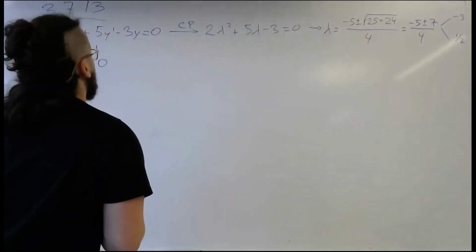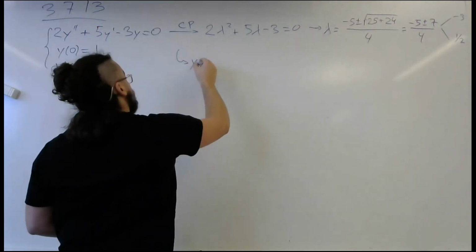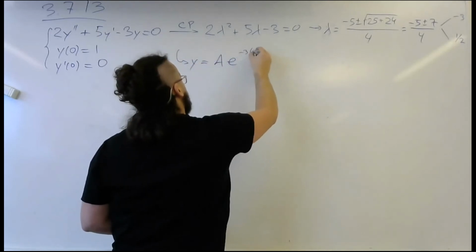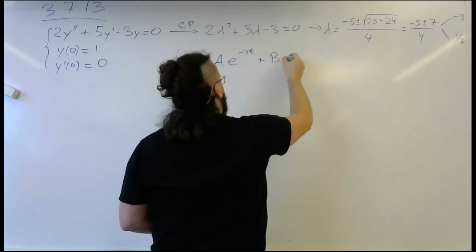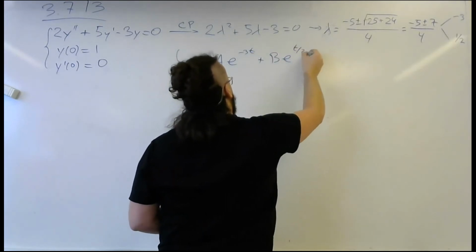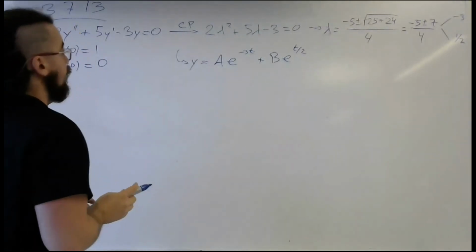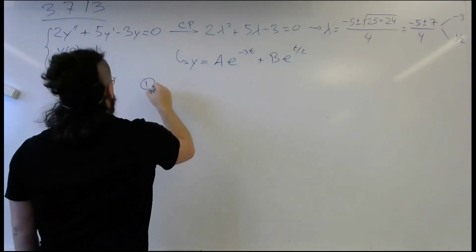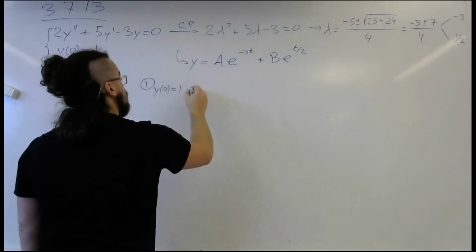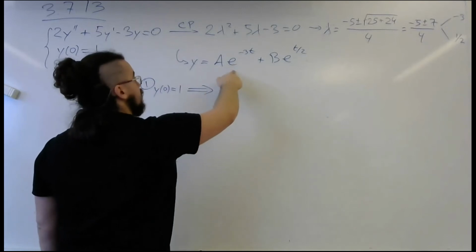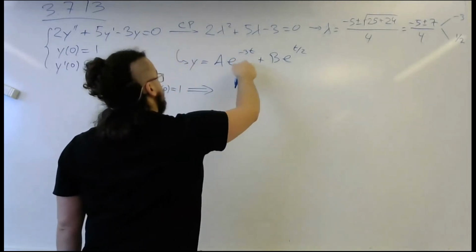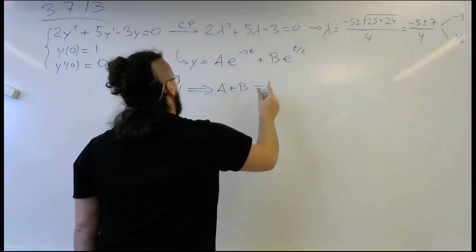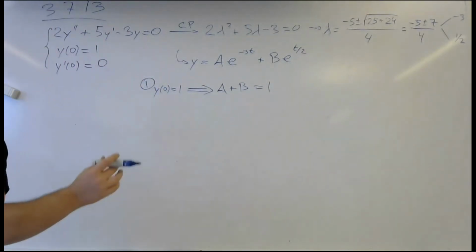Okay. So our solution is a e to the power minus 3t plus b e to the power t halves. Now, we apply the first condition. From the first condition, we know y(0) equals 1, and that means this is 1, this is 1, so a plus b equals 1. Fair enough.